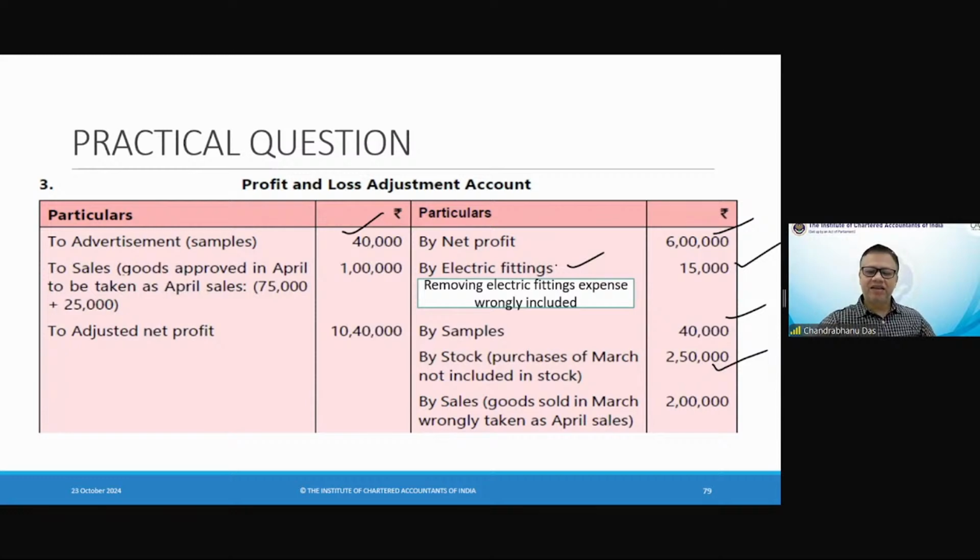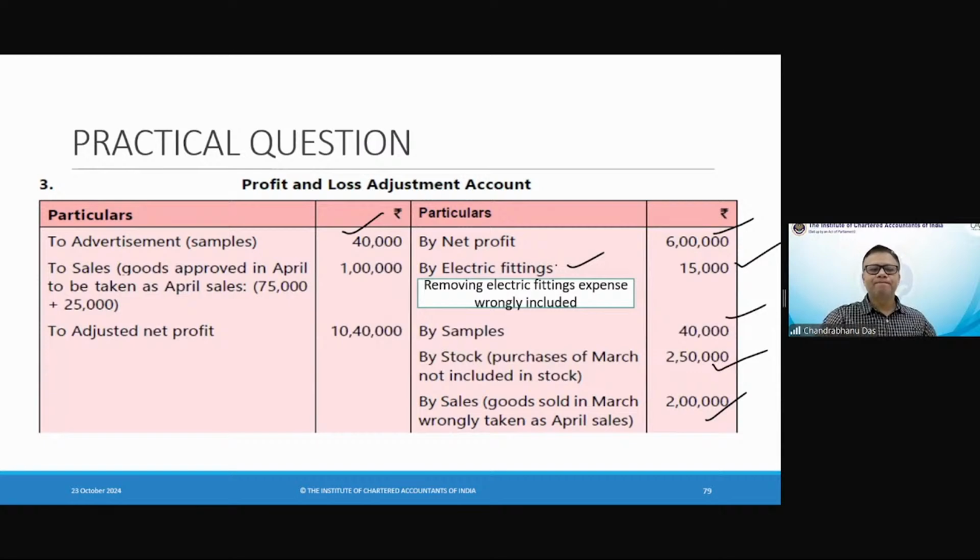Then, if we see the next event, sales, the goods were sold in March, but wrongly taken as April sales. Now, the goods were sold in March, but wrongly taken as April sales, means it should come to the sales of March. So it should be going to the credit side as the sales of March. So you can see here 2 lakhs has been added to the credit side.